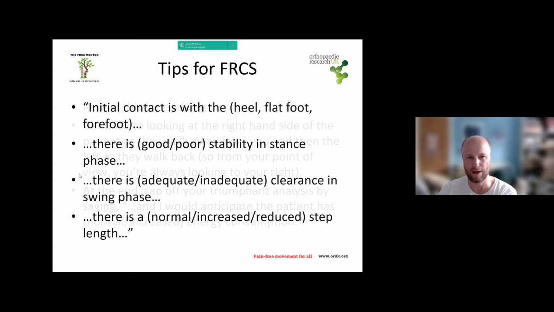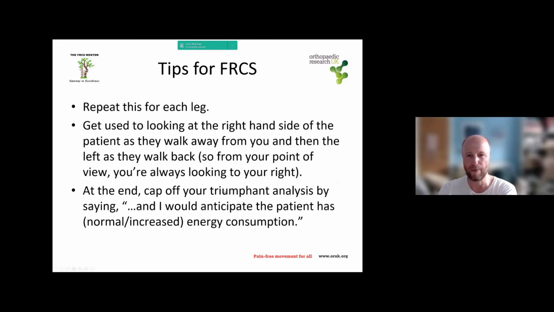And then the last thing to comment on is something called energy conservation. So energy conservation is a somewhat nebulous term. Well, it's not nebulous, it's actually physically defined in terms of oxygen consumption, but you can't do that in visual gait analysis. So you have to kind of just cap it off with a statement of what you think the patient's energy expenditure of walking would be like.